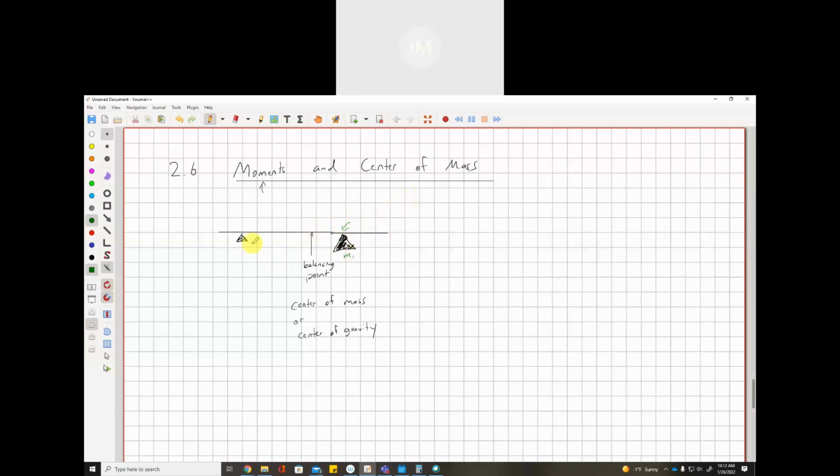Suppose this has mass m1 and this is mass m2, and this is a distance d1 and this is a distance d2. Okay, this will balance if m1 times d1 equals m2 times d2. Or if I want to find the balancing point, the point that makes this system balance, that's effectively like taking an average.